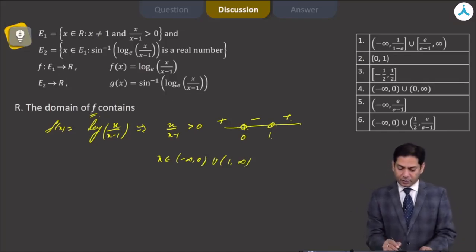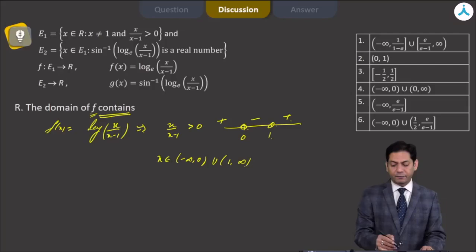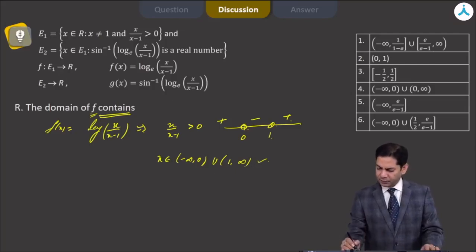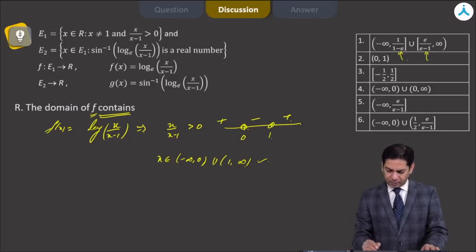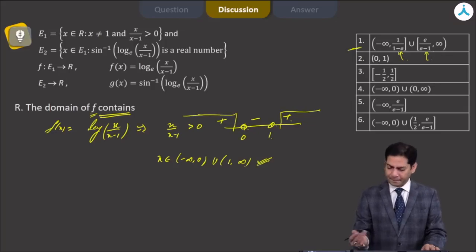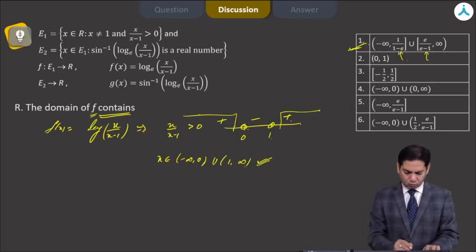And pay attention here that it says the domain of f contains. Let's check which of the intervals are subintervals of this solution domain. So minus infinity to minus 1 by e, that 1 upon 1 minus e will be a negative quantity, and e upon e minus 1 will be a positive quantity. That means this interval is actually covering this part. So obviously this is a subset of this one. So R matches to 1, we can say that.